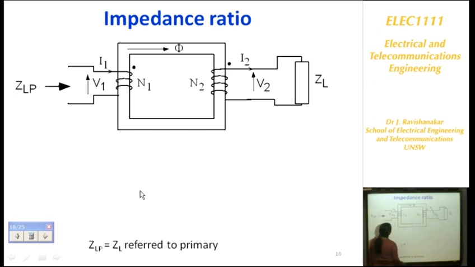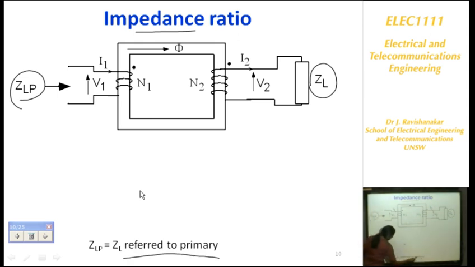Now we have something called an impedance ratio. So how do we find the impedance ratio? We have an impedance ZL which is connected to the secondary of the transformer. We are going to find the value of ZL when it is referred to the primary side. That is called ZL referred to the primary, which is ZLP. Why do you want to refer that to the primary side?